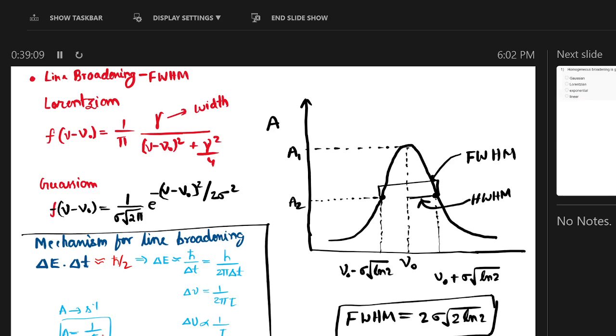And this Lorentzian shape function can be given by this equation: 1 by pi, gamma by (nu minus nu naught) squared plus gamma squared by 4, and this gamma is nothing but the width. If you have a Gaussian line shape function, then it can be given by 1 by sigma root 2 pi, e to the power minus (nu minus nu naught) squared by 2 sigma squared. And if you try to look at one absorption spectrum, this is an absorption spectrum.